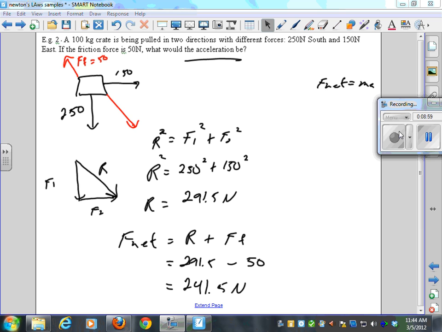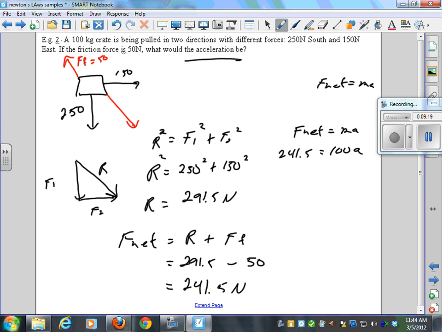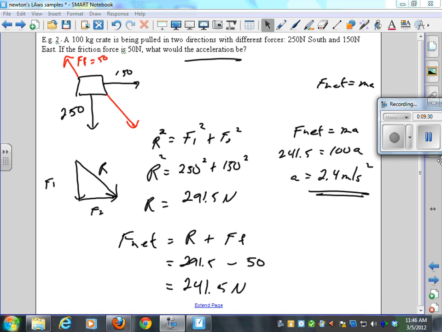Okay, do we have one more step to do? That's just the net force. I need to find the acceleration. So now I'm going to write F net is m a. What's my net force? 241.5. The mass is 100 kilos. In other words, divide by 100. So you get 2.4 meters per second squared. Am I done that question? Yeah.